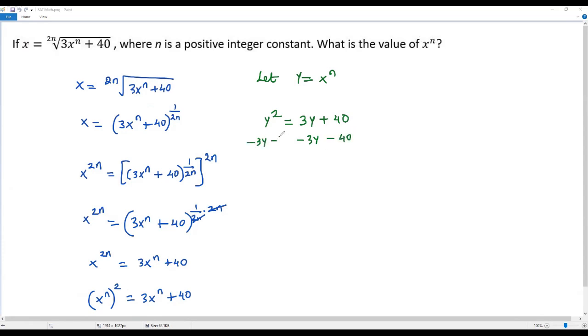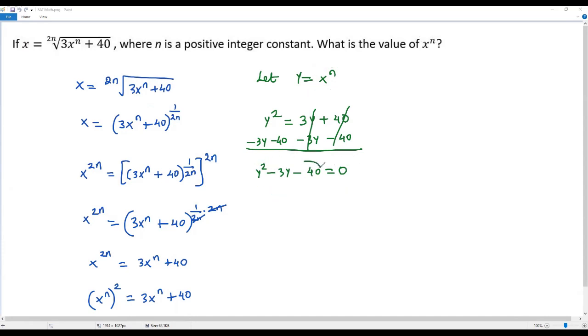Let me subtract 3y from both sides and also 40 from both sides to get this quadratic equation in standard form. When I do so, positive 3y and negative 3y will cancel out, and positive 40 and negative 40 will cancel out. On the left side, I'm getting y squared minus 3y minus 40 equals 0. Here I got a quadratic equation in the new variable y in standard form. Once I solve for the new variable y, it can be replaced by the original stuff, x to the nth power. I think we can solve this quadratic equation by factoring.